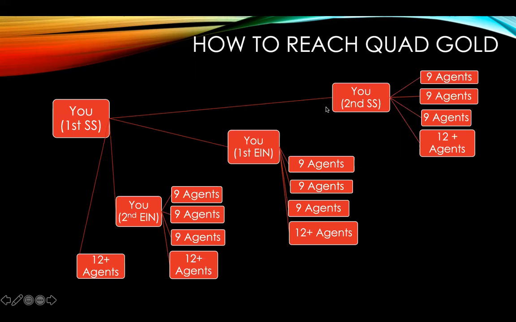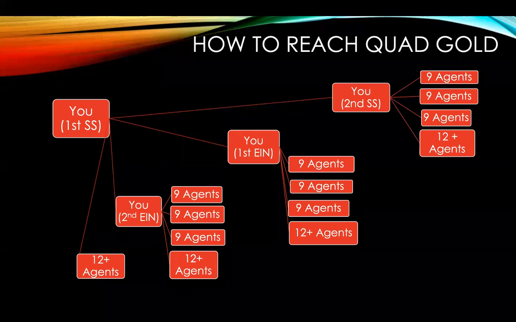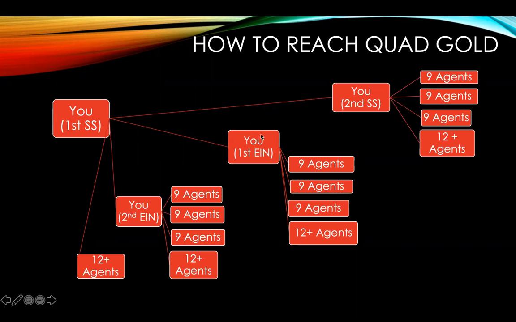At that point, what you want to do is build upon these to make sure you actually have 3 accounts that are at least a Silver agent. So if these 3, your second social, your first EIN, and your second EIN, ranked up to Silver, at that point you would be considered Gold. Your first account would be considered Gold.